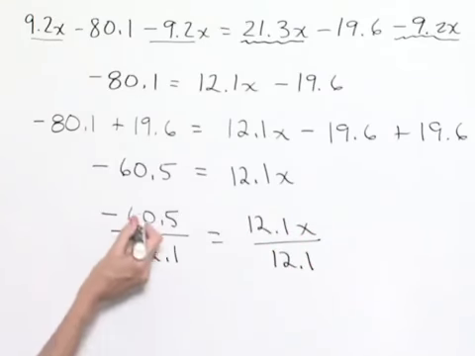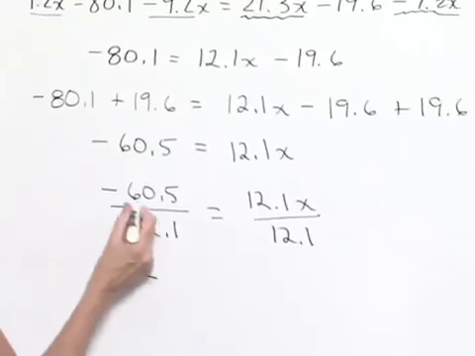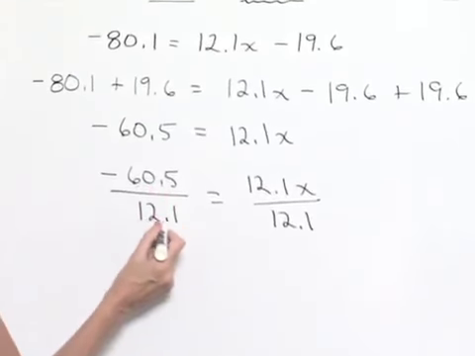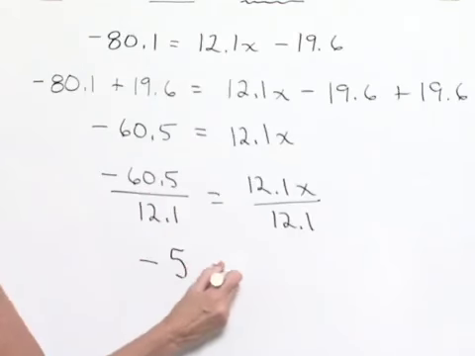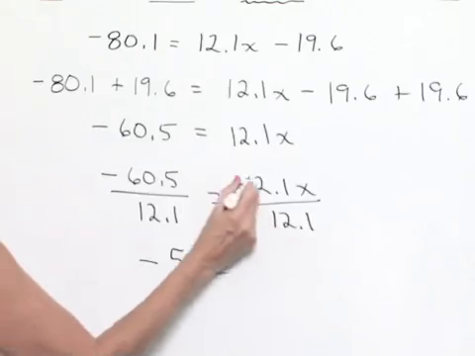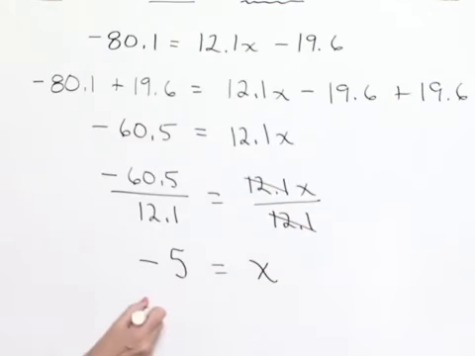On the left-hand side, a negative number divided by a positive number is going to be a negative result. We have 60 and 5/10 divided by 12 and 1/10, which gives us a result of 5. On the right-hand side, we end up dividing out our coefficient to leave us with our variable x. And so the solution set for this equation is the set including the value negative 5.